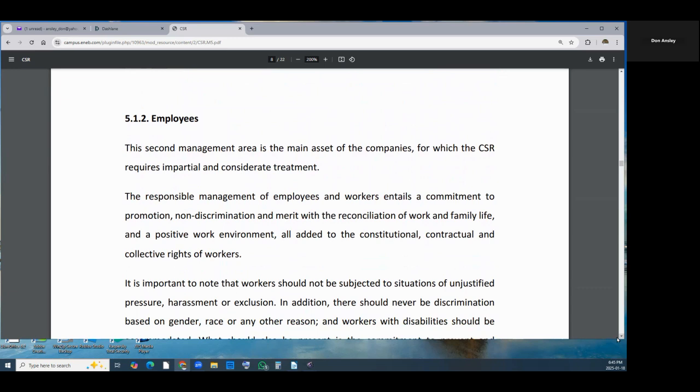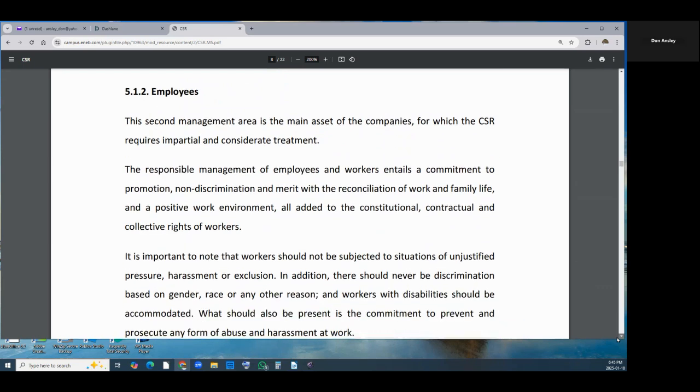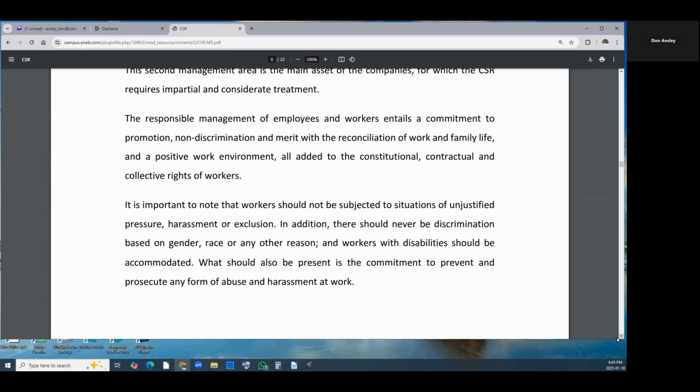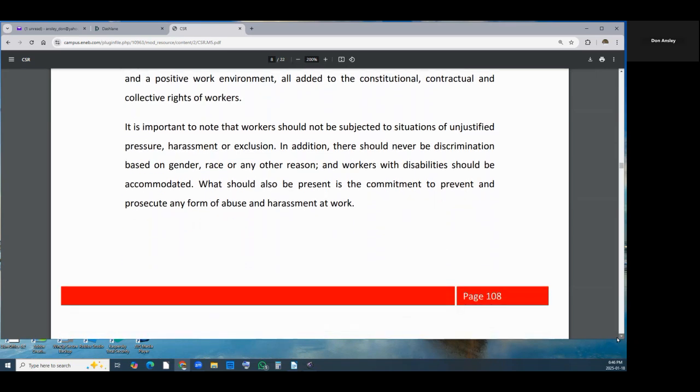The responsible management of employees and workers entails a commitment to promotion, non-discrimination, and merit, with the reconciliation of work and family life and a positive work environment, all added to make the constitutional, contractual, collective right of workers. It is important to note the workers should not be subjected to situations of unjustified pressure, harassment, or exclusion. In addition, there should never be discrimination based on gender, race, or any other reason, and the workers with disabilities should be accommodated. What should also be present is commitment to prevent and prosecute any form of abuse and harassment.